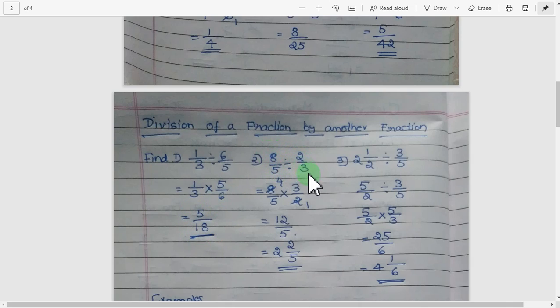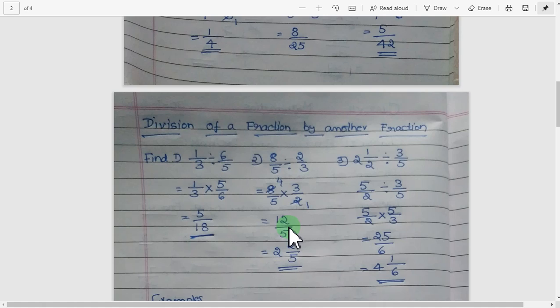8 by 5 divided by 2 by 3, so 8 by 5 into 3 by 2. Next, here division is possible. 2 ones are 2, 2 fours are 8. This way division is not possible further. 4 threes are 12, 5 ones are 5. 12 by 5. This is an improper fraction.